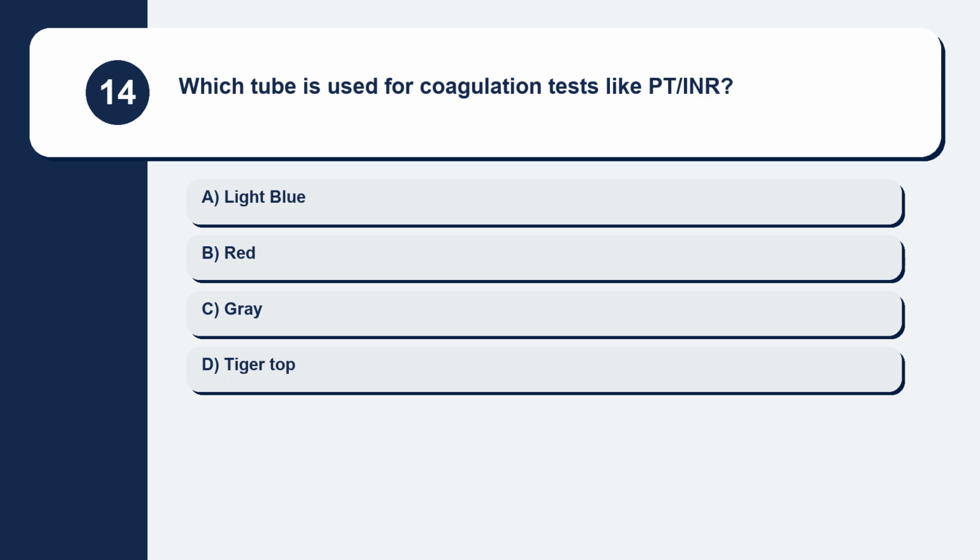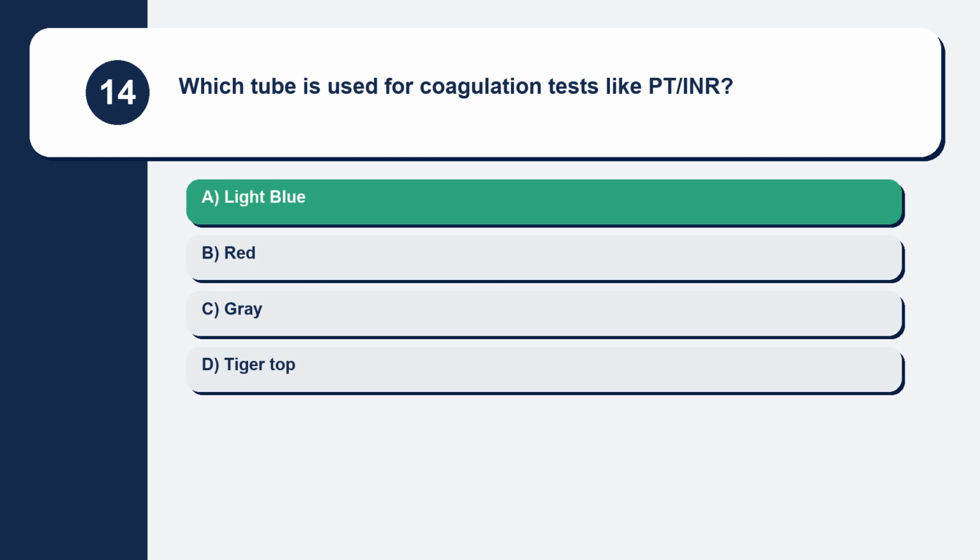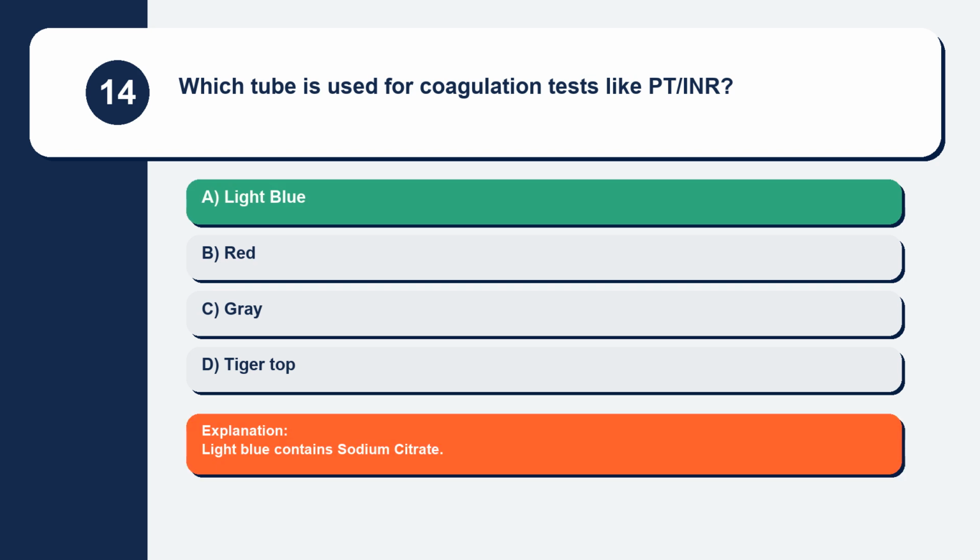Question 14. Which tube is used for coagulation tests like PT/INR? Light blue, red, gray, tiger top. Light blue contains sodium citrate.